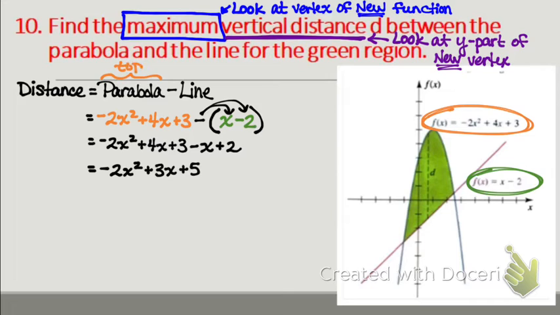This one is on top, and this one is on the bottom. If the line was on top and the parabola was concave up, then I would do my subtraction the other way. It's always whatever function is on top minus whatever function is on bottom. So here's my new function. And so this is what I want to find the vertex of.